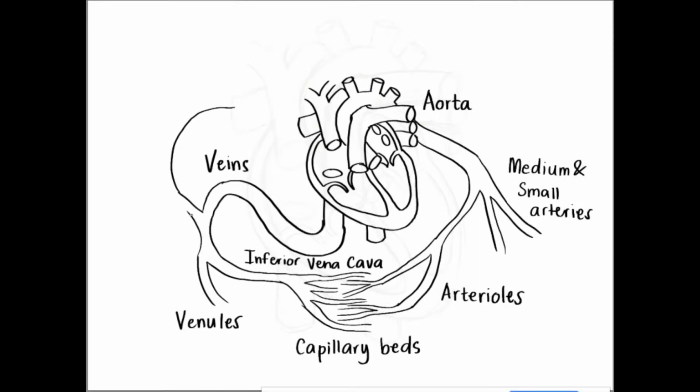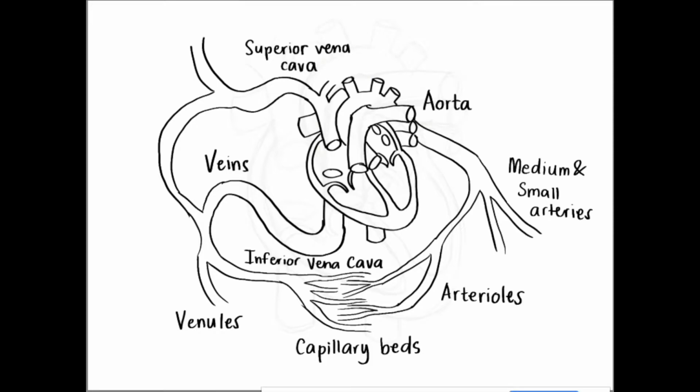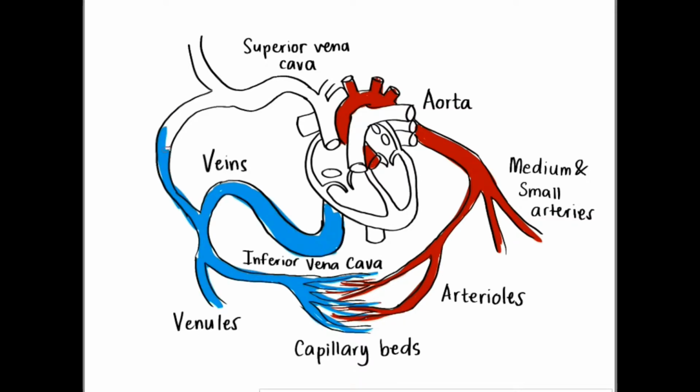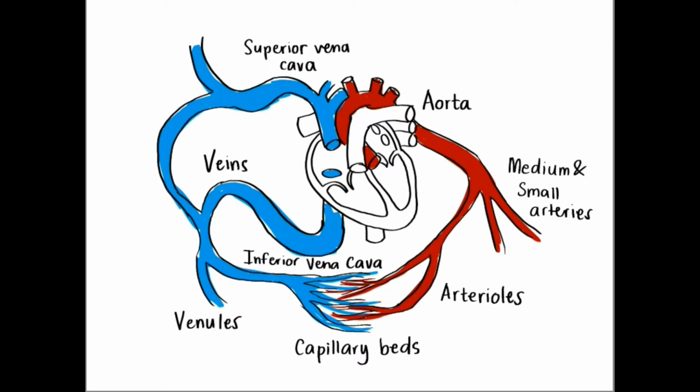The aorta then divides into medium and small arteries. Then it divides into arterioles. Capillaries are where arterioles and venules meet. Venules then fuse together to form veins, and these veins fuse together to form the superior and inferior vena cava.